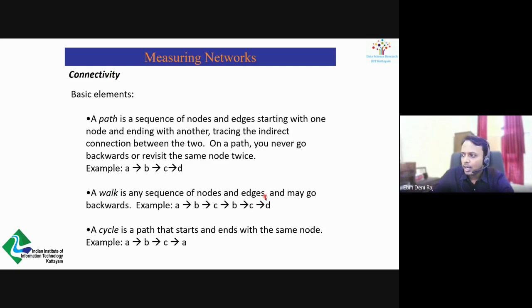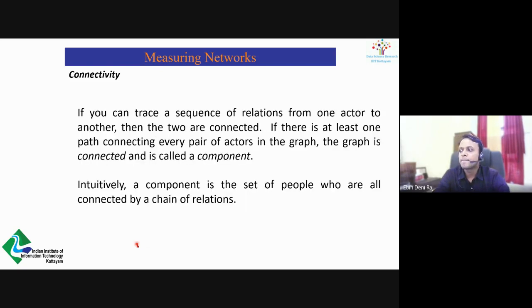And there is also something called a walk, which is a sequence of nodes and edges, and it may go backwards also. And sometimes you have certain paths which start and end on the same node. Such paths are known as a cycle, right? So the reason for this connectivity is that it will easily tell you whether two nodes are connected in any way or not, right?